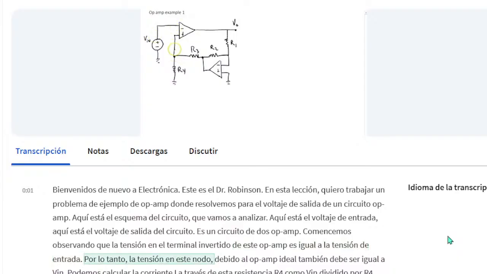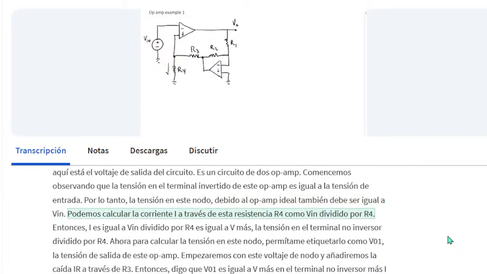So the voltage at this node, because of the ideal op-amp, must also be equal to Vn. We can calculate the current I through this R4 resistor as Vn divided by R4. So I is equal to Vn divided by R4, which is equal to the voltage at the non-inverting terminal divided by R4.